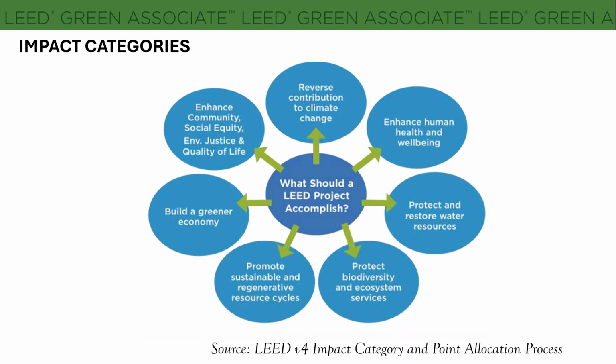LEED system goals are referred to as impact categories. There are a total of 7 impact categories which were developed and approved by LEED. They are: reduce contribution to global climate change, enhance individual human health and well-being, protect and restore water resources, protect biodiversity and ecosystem services, promote sustainable and regenerative material resources, build a greener economy, and enhance social equity, environmental justice and community quality of life.